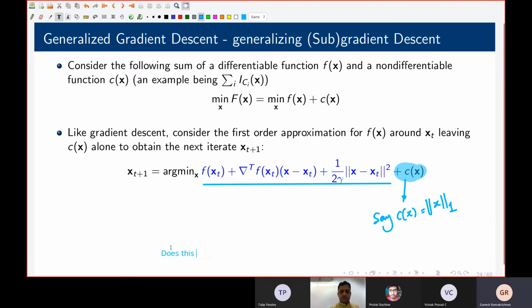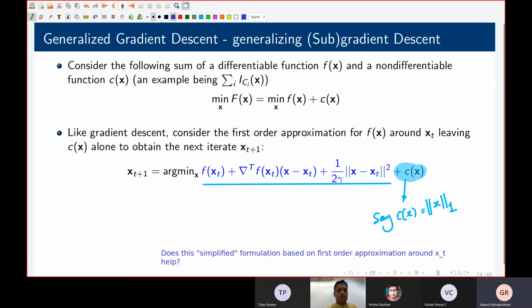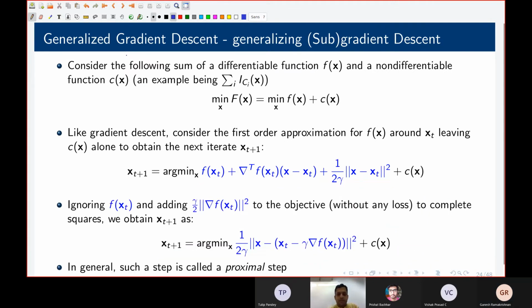Does this simplified formulation based on first order approximation around xt help? And it's best to take this discussion forward and see an example. Okay, we'll be seeing this example.